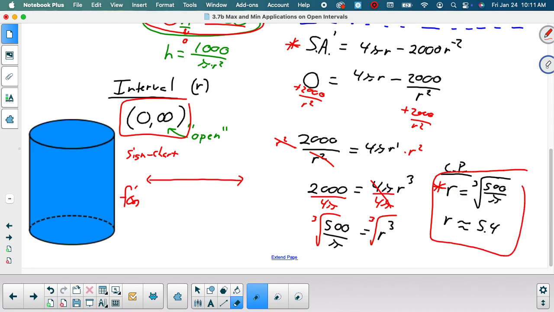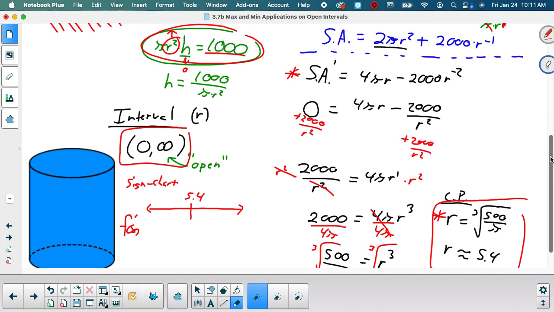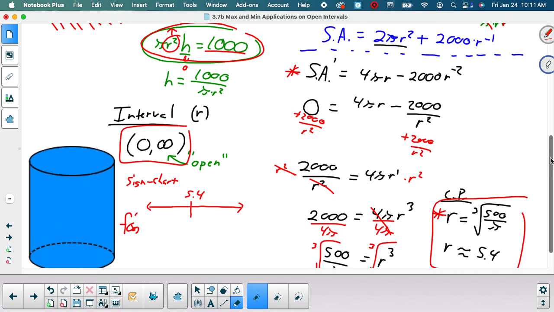And if this is easier, sure, just use 5.4 if you want to, or that's the cube root of 500 over pi. But if I plug something less than 5.4 into my derivative, is it positive or negative? Again, we're looking at the derivative here because it's a sign chart for the derivative. And technically, if I should be technical here, this does not go from negative infinity. This starts at 0, right? That's what my interval says, 0, but it goes forever to the right.